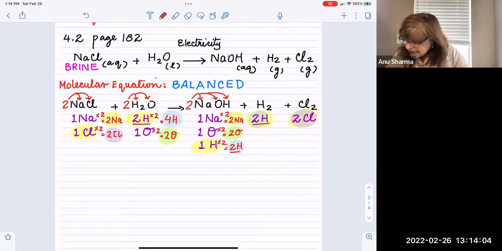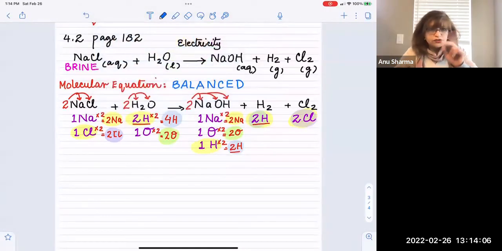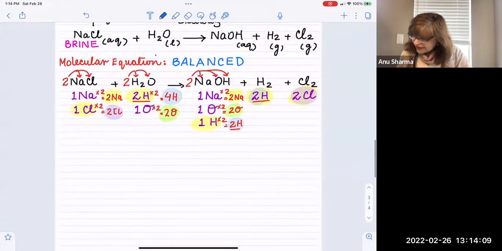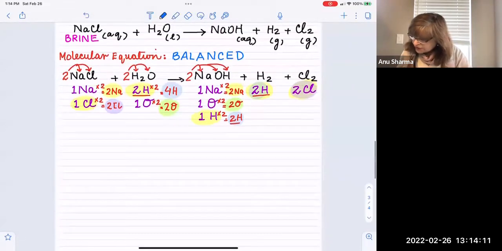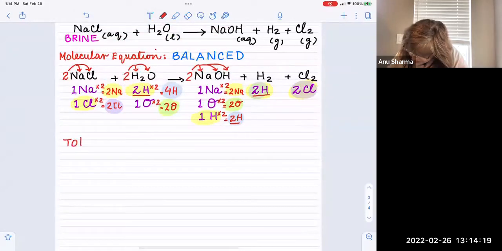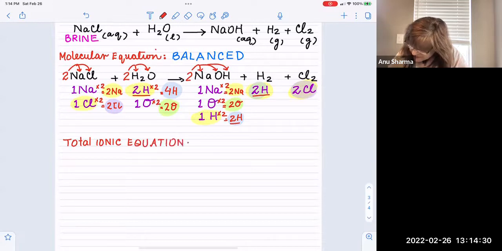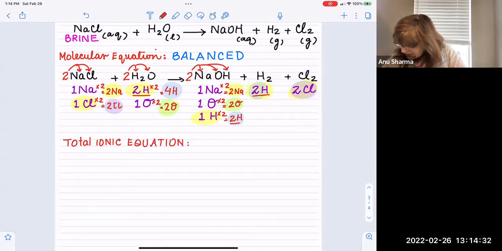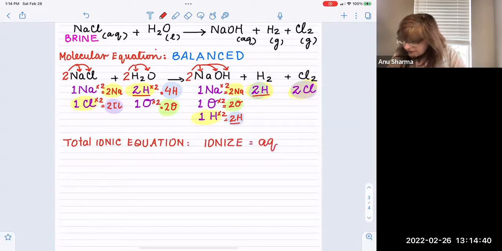So we see now that the coefficient of 2 actually applies to every single element that is in that compound or molecule. Okay, all right, now that's one question, write the balanced equation. Next is, they are saying, write the total ionic equation. Okay, so total ionic means you are going to ionize the species that are soluble in water, okay?